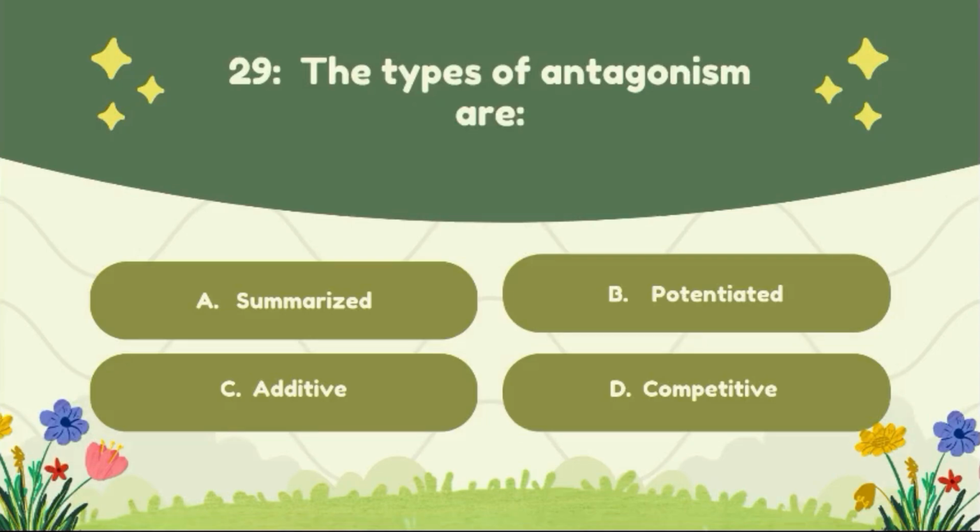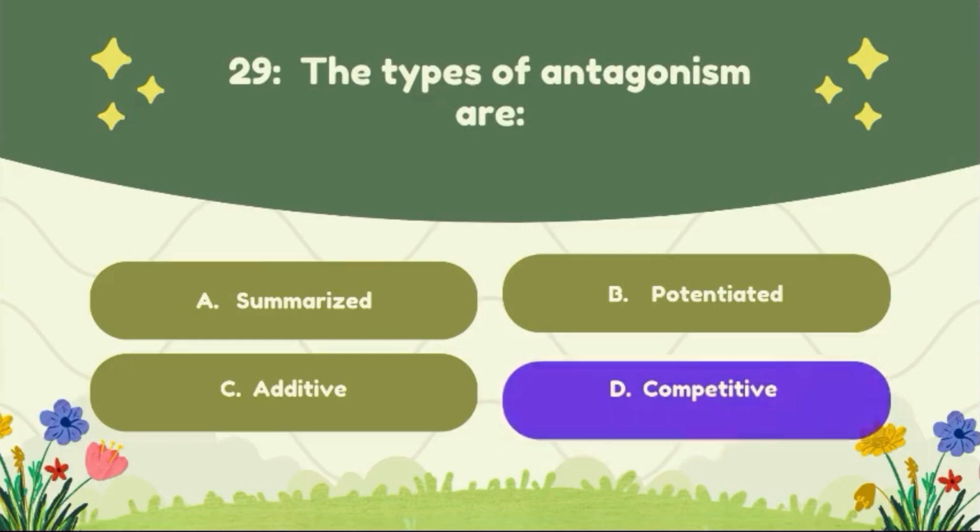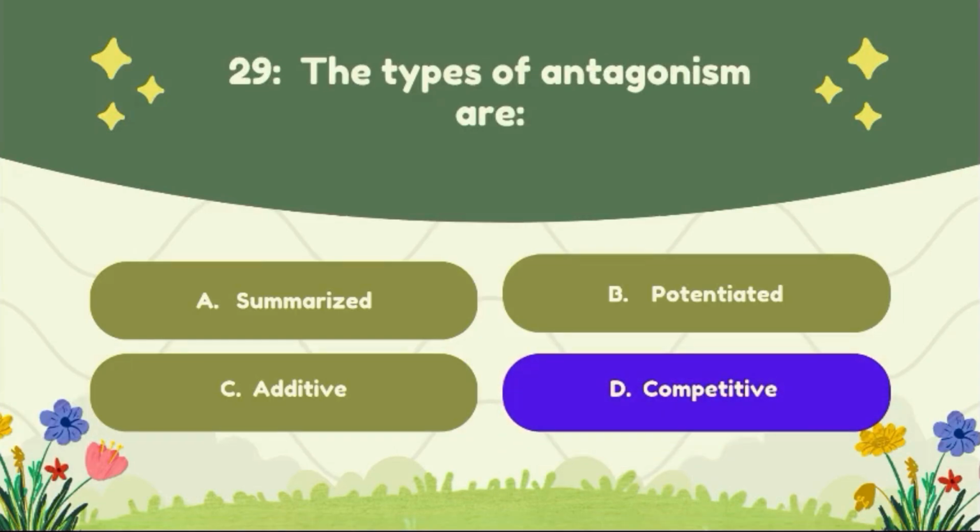Question number 29. The types of antagonisms are A, summarized, B, potentiated, C, additive, and D is competitive. The correct answer of this question is competitive.